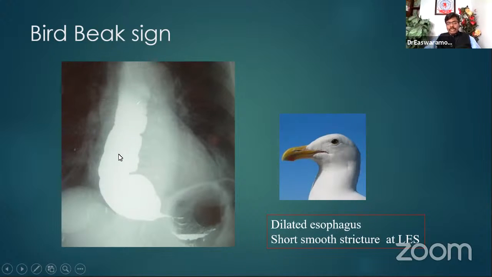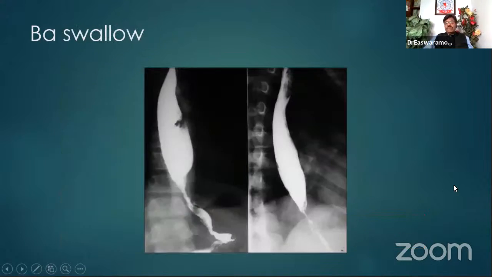So you have to tell the dilated esophagus. If it is so dilated and bending like this, you can use the word sigmoid because it looks like sigmoid. And the short, smooth stricture like a diving bird. Okay, we say diving dove sign. So it is diving into the water, something like that. This is the lower esophageal sphincter. Okay, that's all about it.